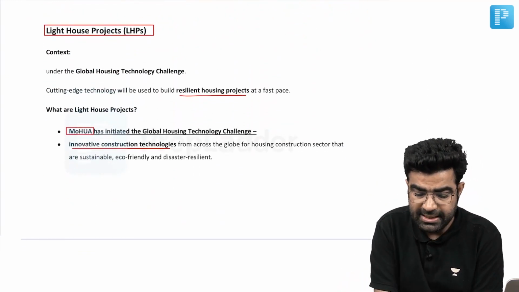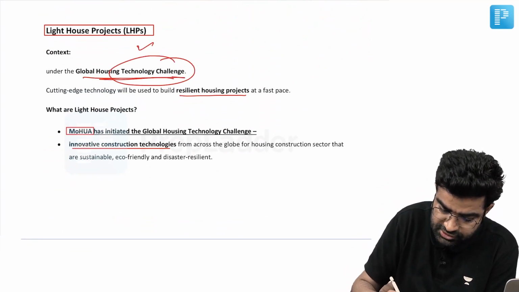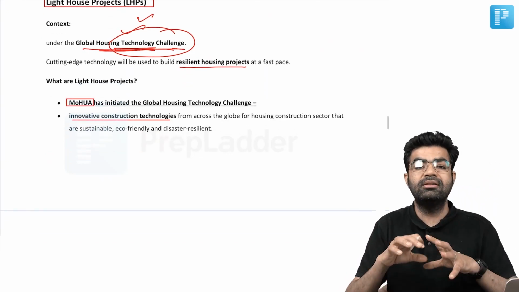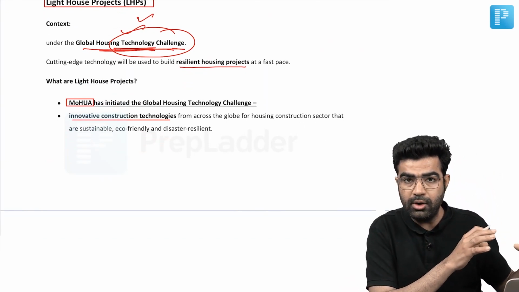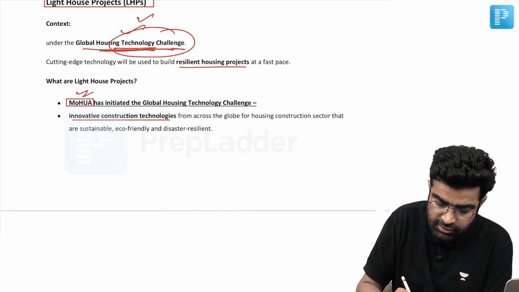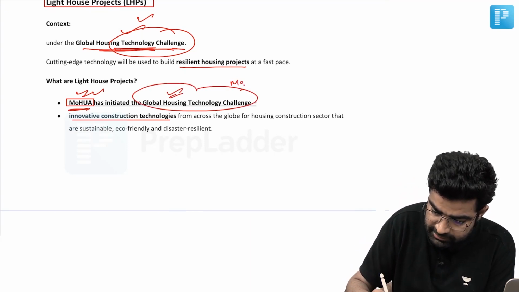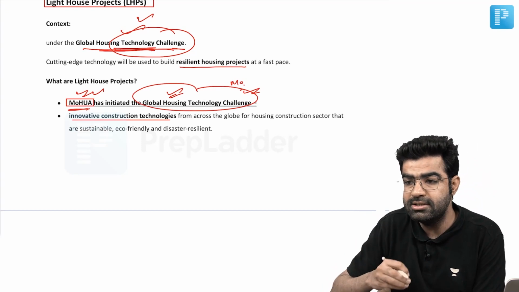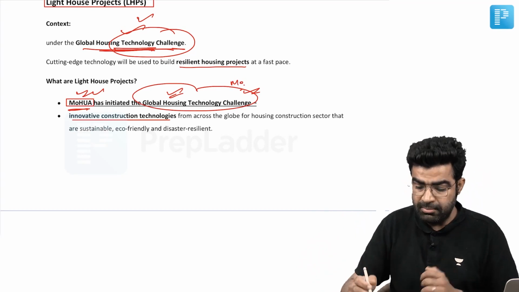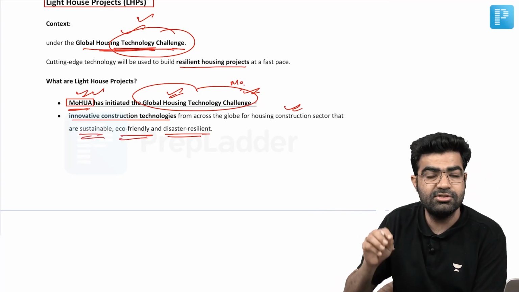Now next news is lighthouse project. This lighthouse project actually comes under the global housing technology challenge. So you can see here, housing technology challenge. We are going to put the technology related aspects into the housing sector. That is the key area under this lighthouse project. This is the initiative of MoHUA, that is Ministry of Housing and Urban Affairs. This global housing technology challenge talks about various new R&D, especially in this housing sector. The aim is to create a housing sector which is sustainable, eco-friendly and disaster resilient.